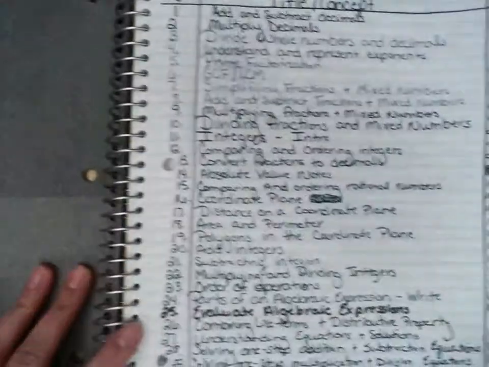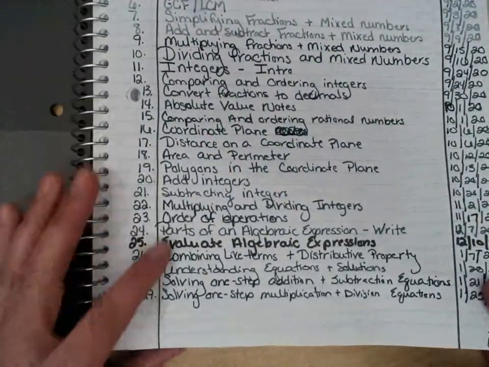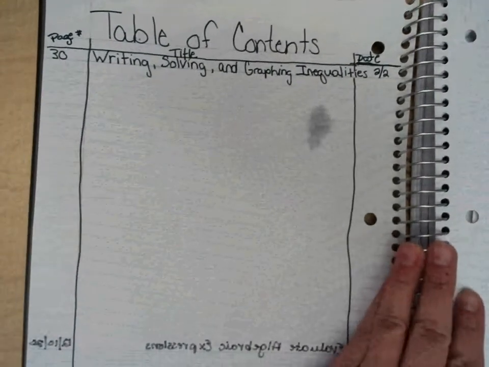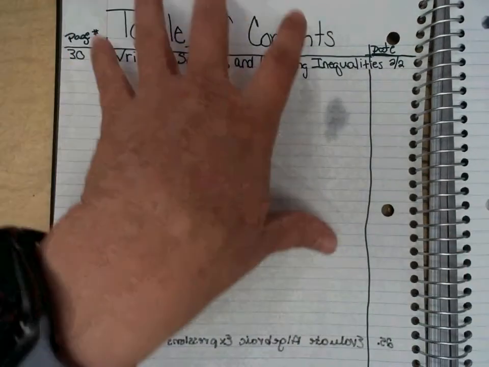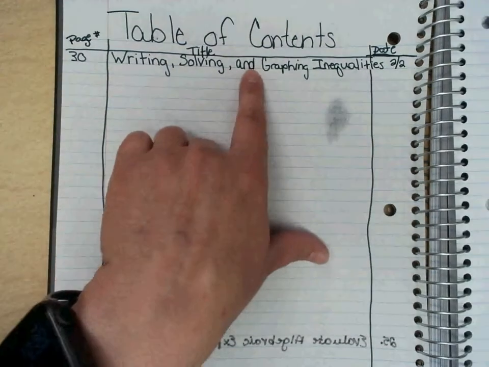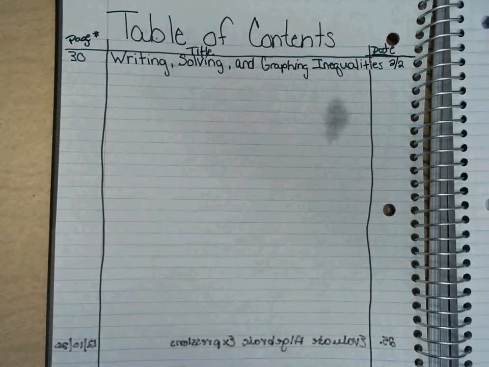So on our other table of contents page, our first one, I'm getting down to the bottom and it was really hard for me to write on these last 3 lines, so I went ahead and changed the page. Because we are on page 30, on the back side of that first page for the table of contents, 30, writing, solving, and graphing inequalities, and the date is 2-2. Some of you it'll be 2-3.